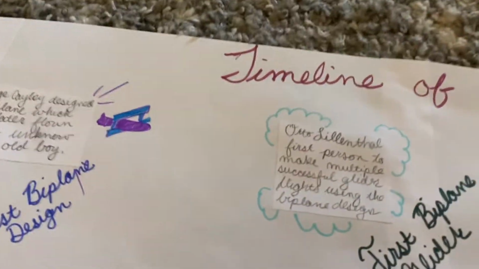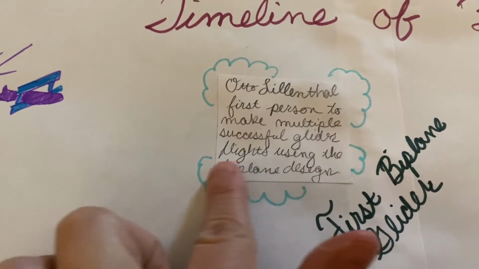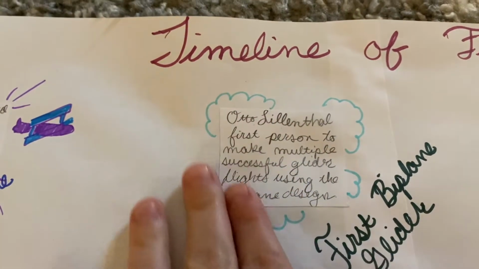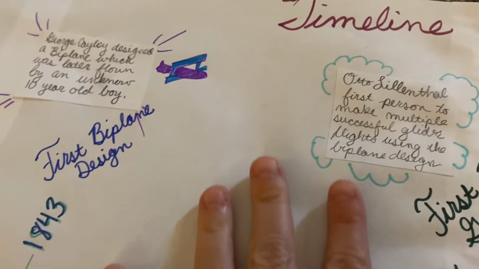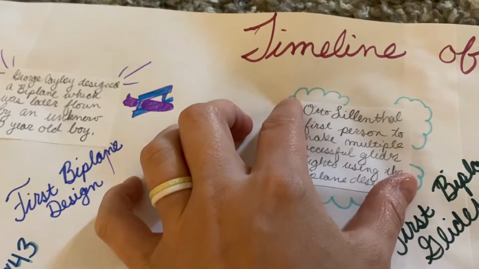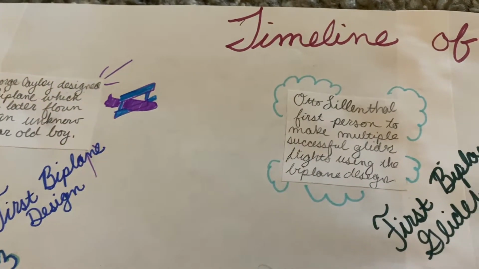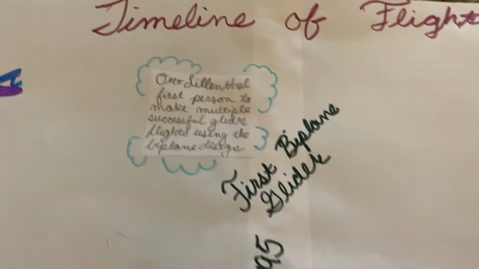I am writing my information on another sheet of paper and gluing it down. That way, if I make a mistake, I haven't written on the timeline itself. I always recommend that when you do your actual research, write it on little pieces of paper, cut it out nicely, and then paste it on.